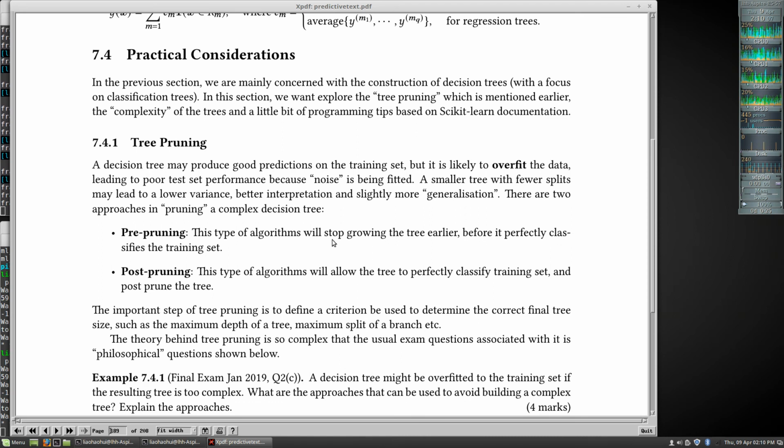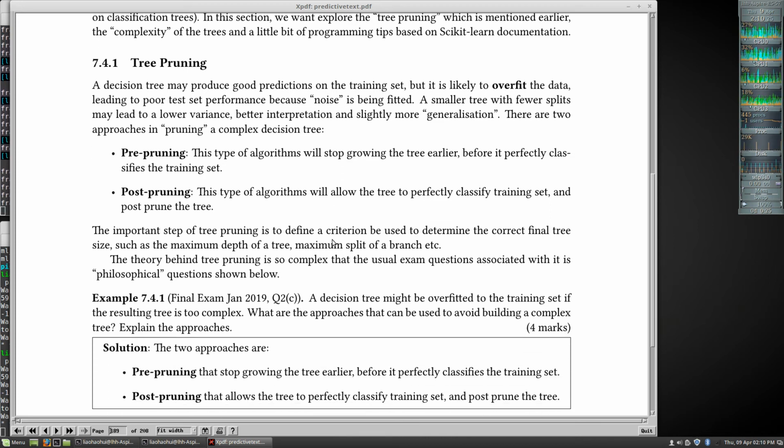Okay, so section 7.4 is not very important for tests or solving tutorial question problems or final exams. But it's important in real world situations, because when we put in too much data and we don't perform pruning, the tree would be very large.